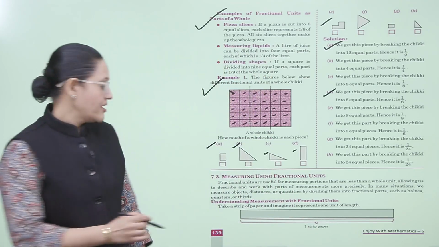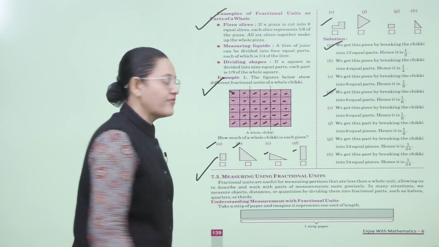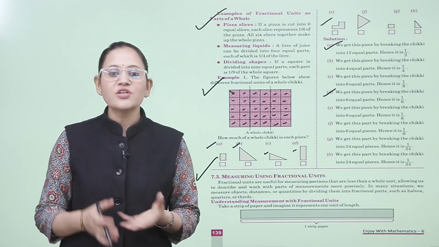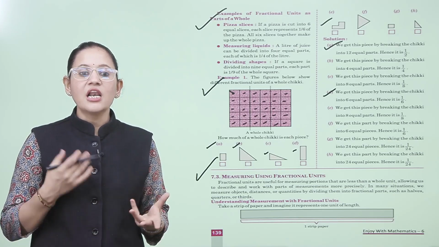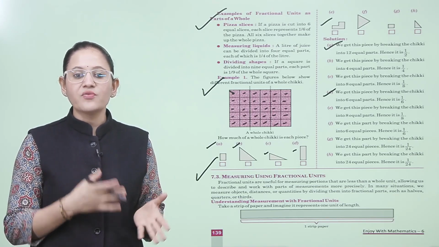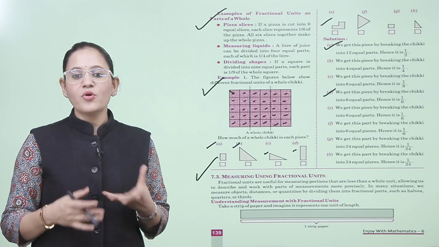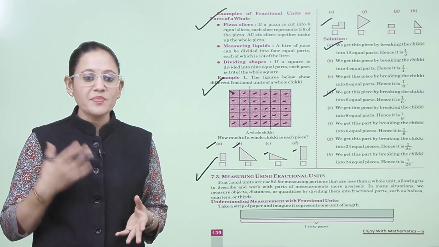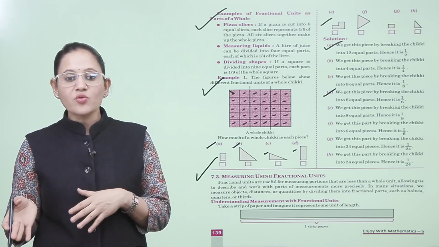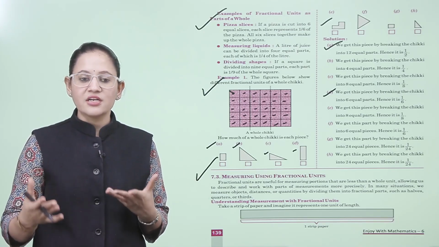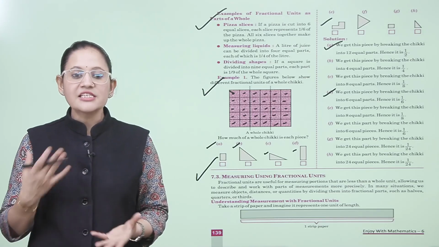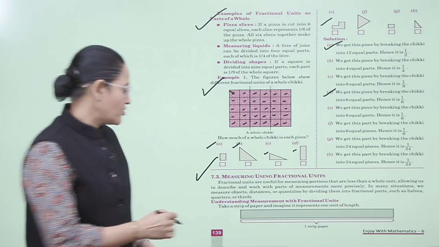Next is measuring using fractional units. Fractional units are useful for measuring portions that are less than the whole unit, allowing us to describe and work with parts of a measurement. In many situations we measure object distances or quantities by dividing them into fractional parts, such as halves, quarters and thirds. So there we use the fraction. Next is understanding measurement with the fractional unit.